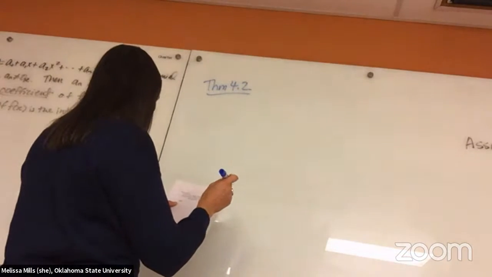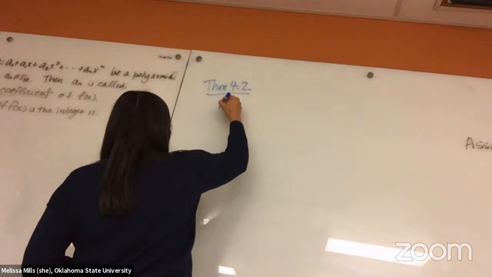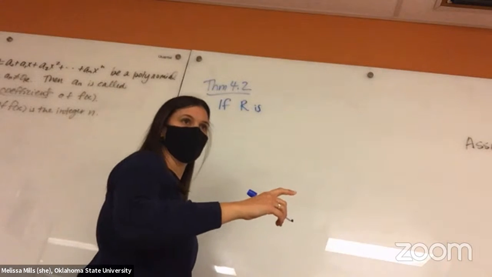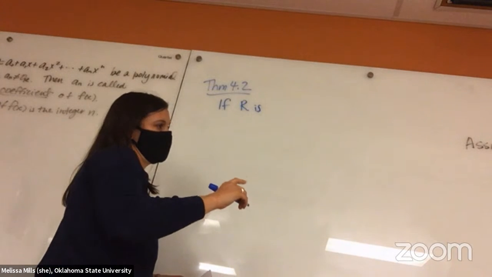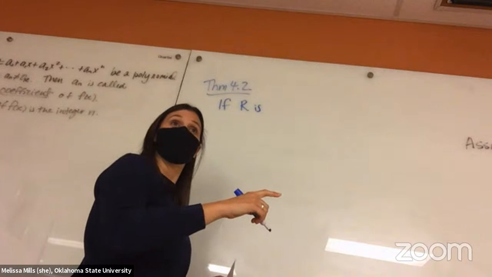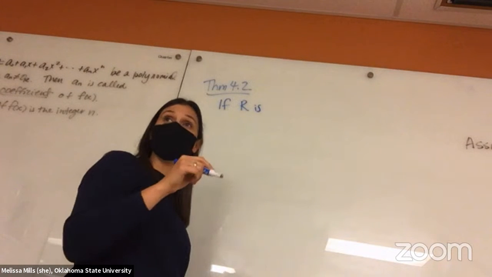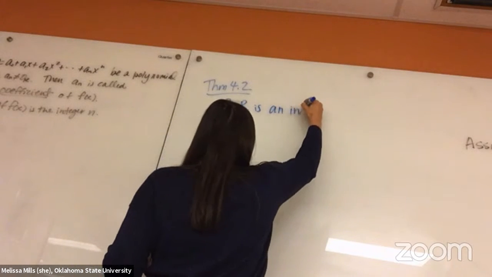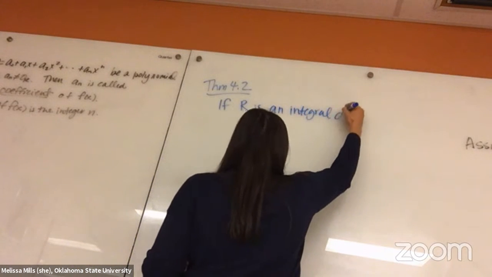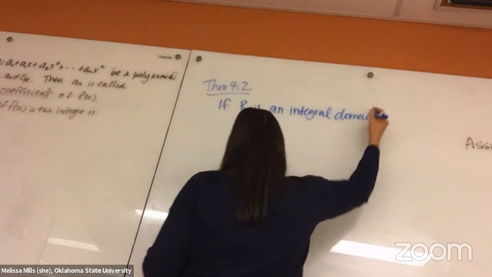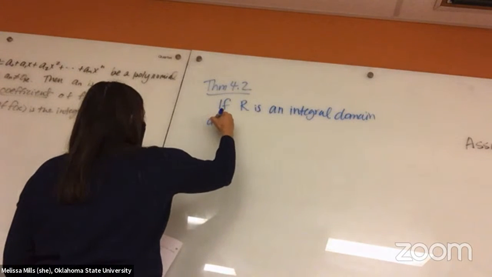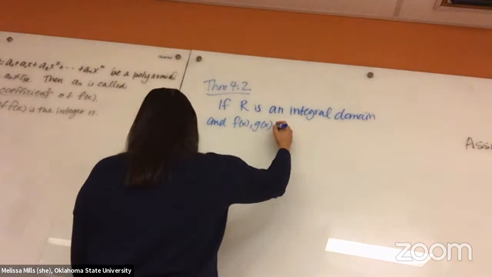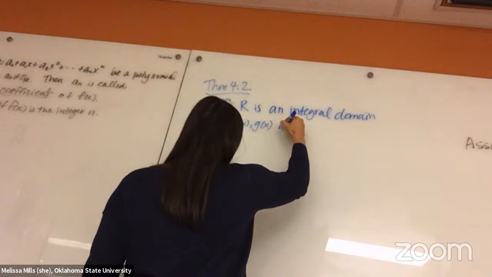Okay, so theorem 4.2. If R is, what does R need to be to make that equality hold? Needs to be an integral domain, right? Needs to be an integral domain, because if it has 0 divisors, then this is not going to work out. So if R is an integral domain, and f of x, g of x are non-zero polynomials in R[x].